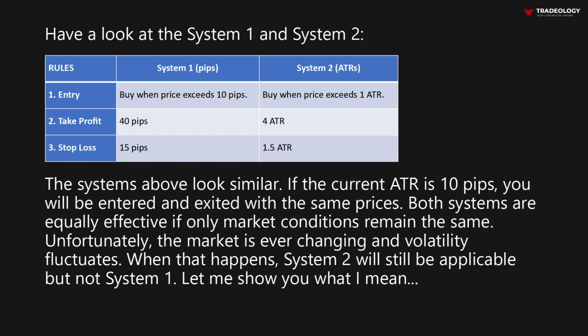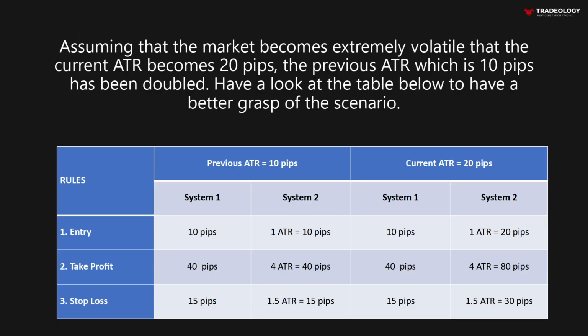Unfortunately, the market is ever-changing and volatility fluctuates. When that happens, system 2 will still be applicable, but not system 1. Let me show you what I mean. Assuming that the market becomes extremely volatile and that the current ATR becomes 20 pips, the previous ATR, which is 10 pips, has just been doubled.